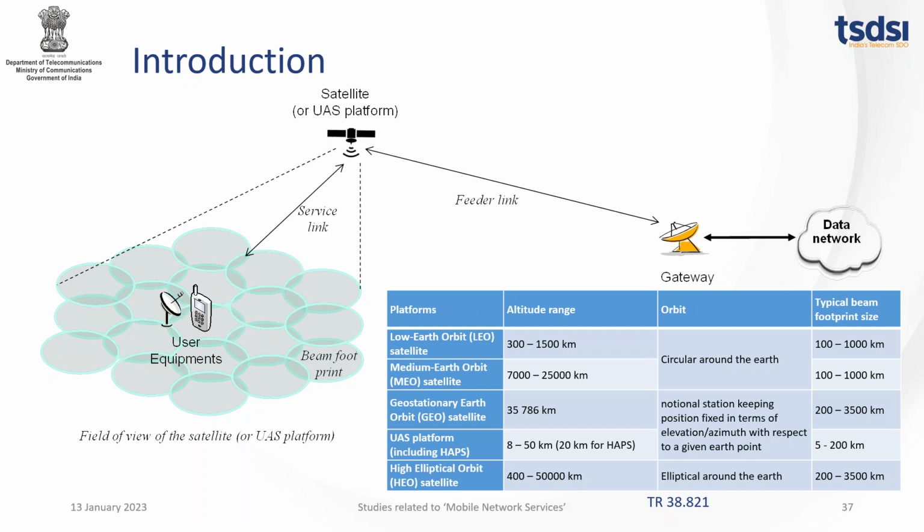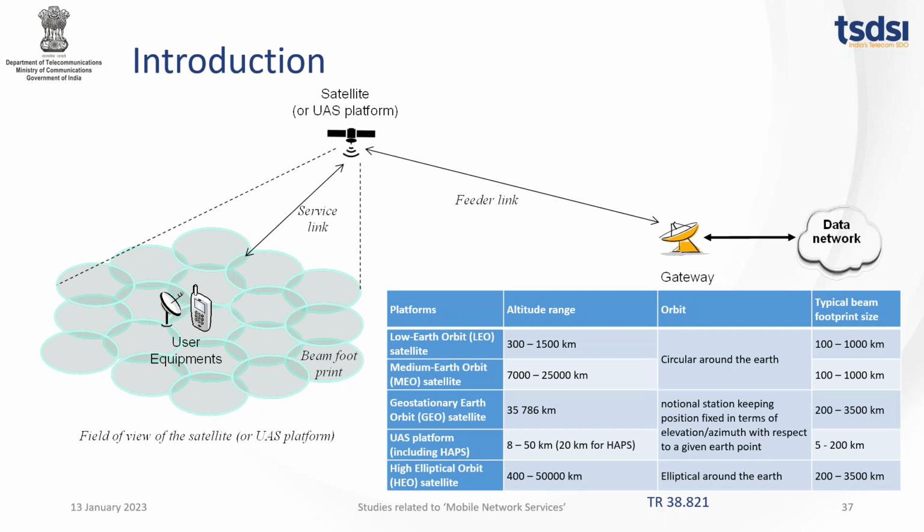So what is different? Earlier it was mostly about geostationary satellites, which were used for communication and the broadcasting part of it. Now there are multiple other options which have come up, which are LEO, low Earth orbit, and MEO, medium Earth orbit. So where is this defined?